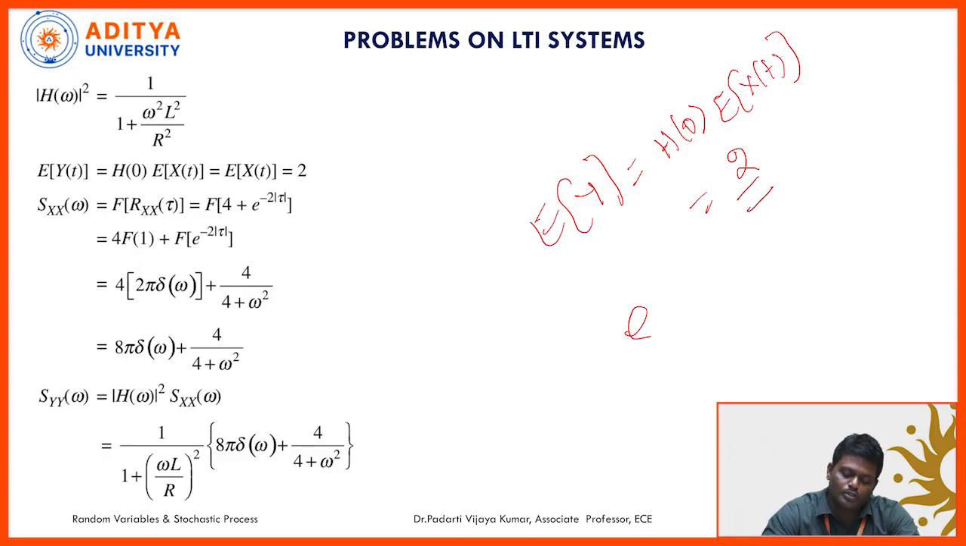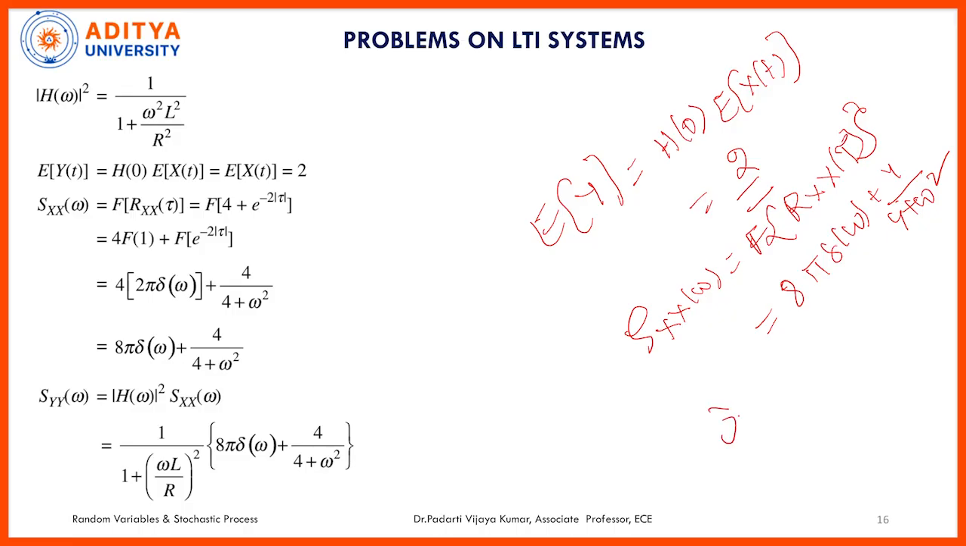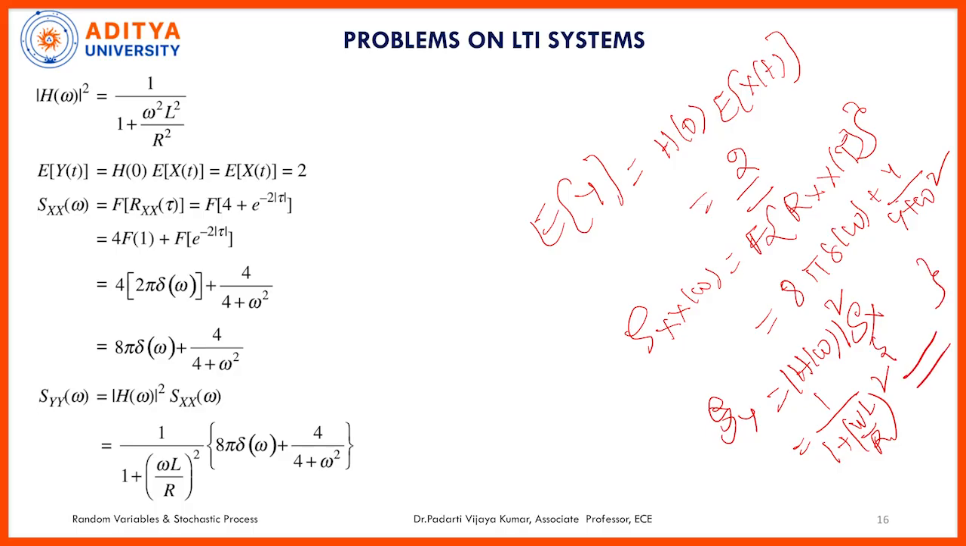Next, the input power spectral density is nothing but the Fourier transform of the input autocorrelation function. The Fourier transform of this function, we will get 8 pi delta of omega plus 4 by 4 plus omega square. Now, the output power spectral density is related as the absolute value of H of omega whole square into Sx. So, substituting this, 1 plus omega L by R whole square, absolute value, the complex term will vanish and this term remains. So, this is the output power spectral density for the given RL network.